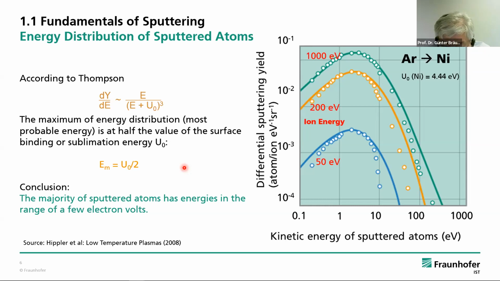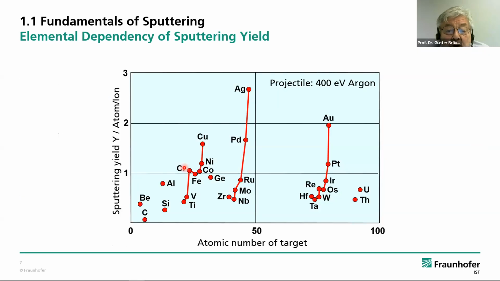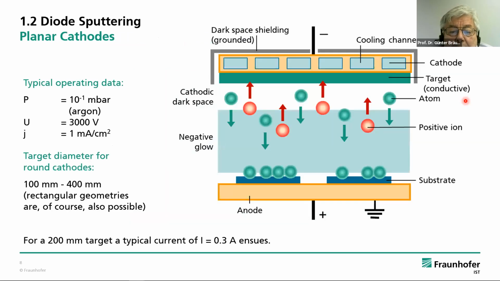So far, some physics. Next, please. What else do we have? This shows the sputtering yield dependent on the atomic number of a target. The projectile in this case is 400 eV argon. You see some periodicity, and you see that the sputter yields vary between 0.5 and 2.5 atoms per ion. Of course, they are getting higher, but this is the typical case in a magnetron discharge, 400 electron volt argon.